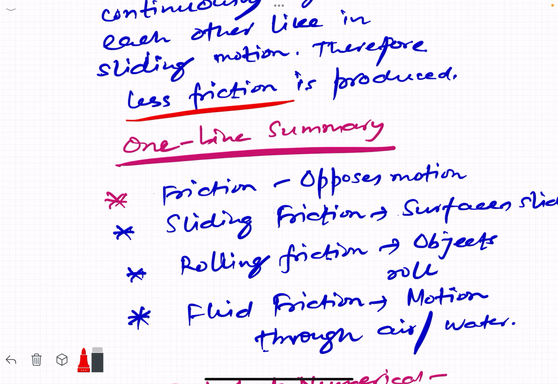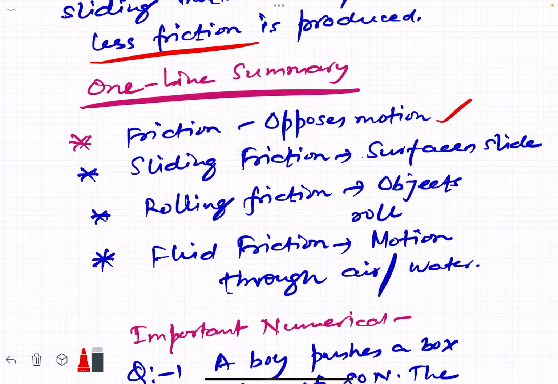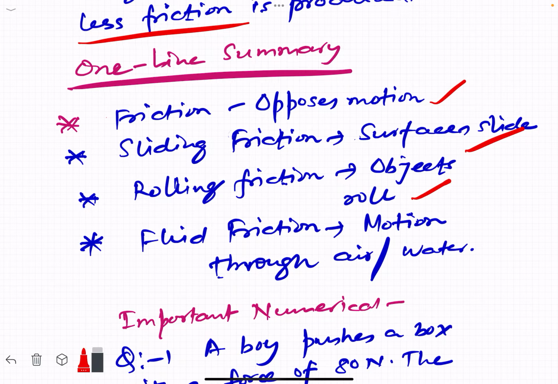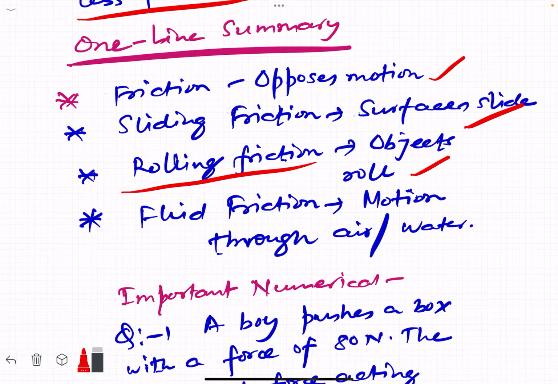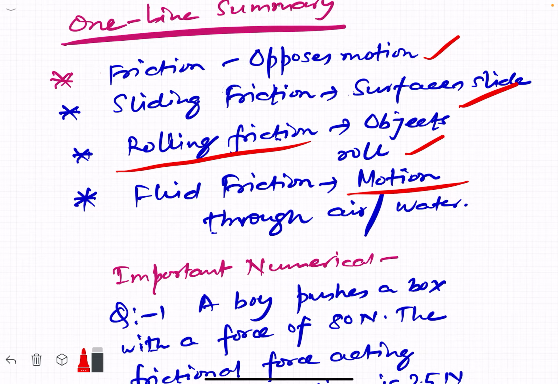One-line summary is, friction opposes motion. When a surface slides, sliding friction acts. When an object rolls, rolling friction acts. When an object moves through air or water, fluid friction acts.